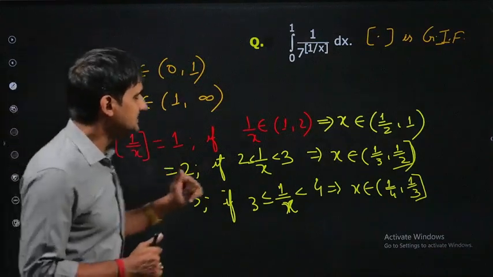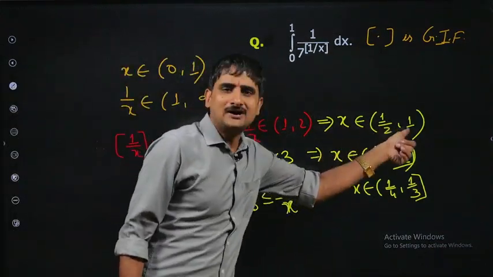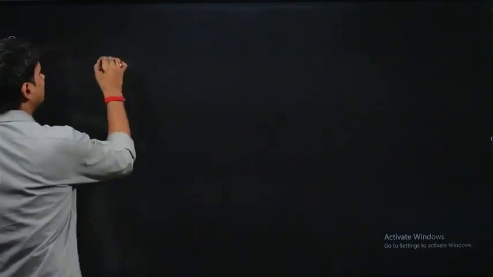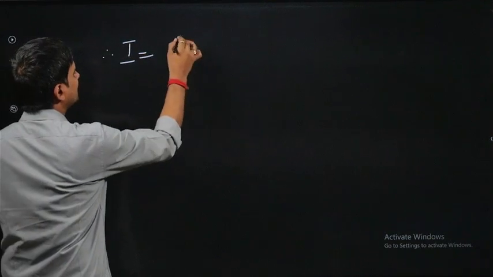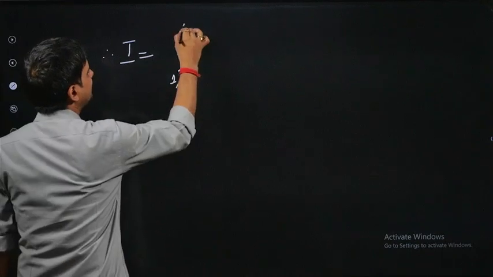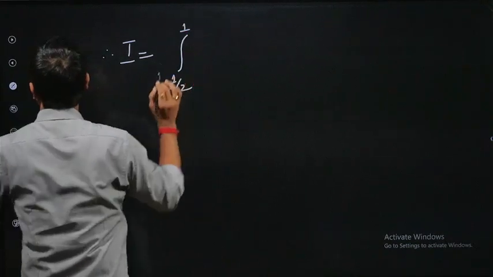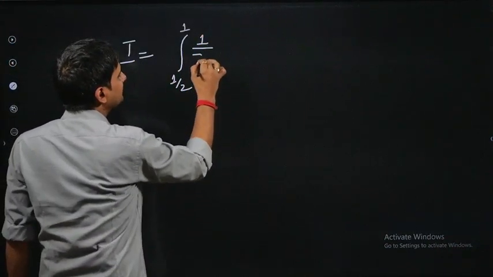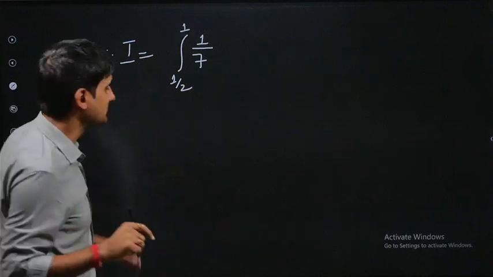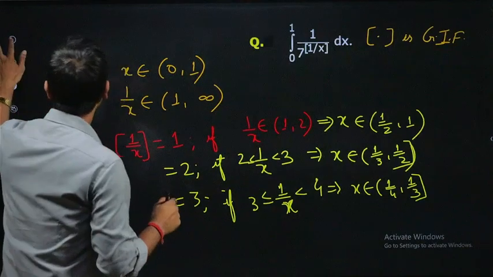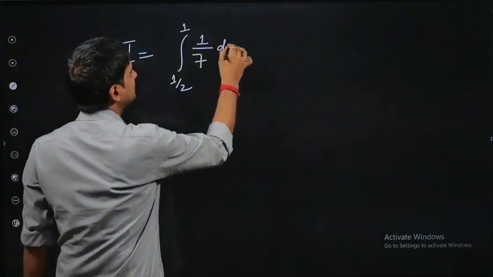Now what does that mean? We will be starting from half to 1 and move in reverse order. So I will write my integral as half to 1 to start with. This is 1 by 7 raised to the power box of 1 by x, and box of 1 by x is going to be 1 here. So it's just 1 by 7 dx.